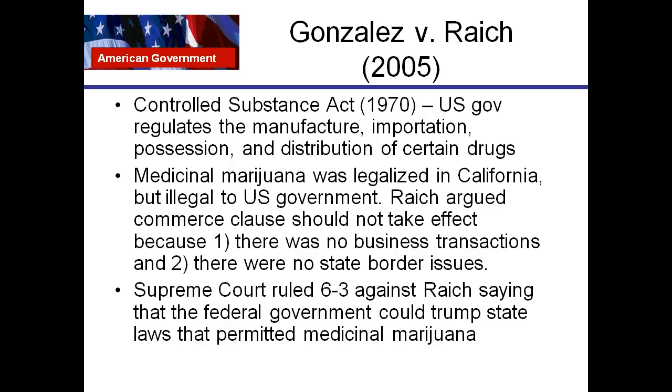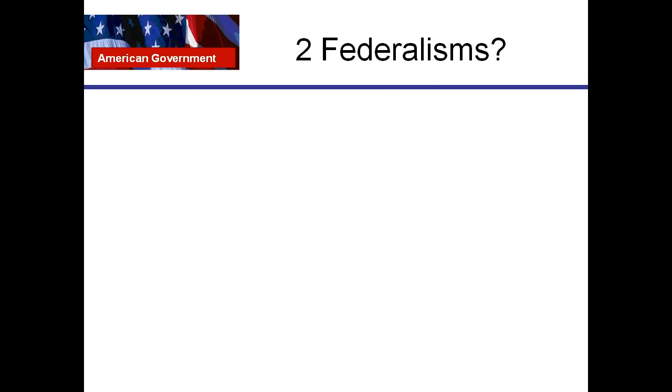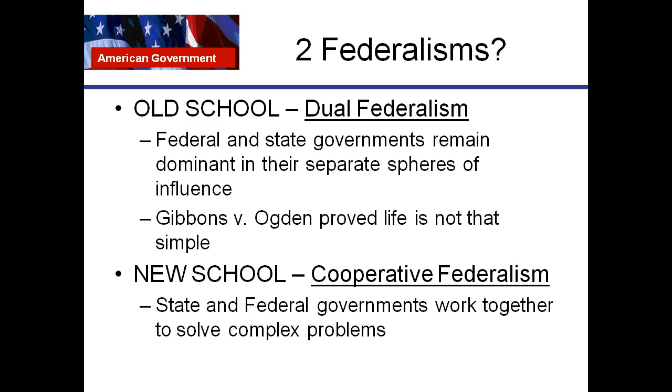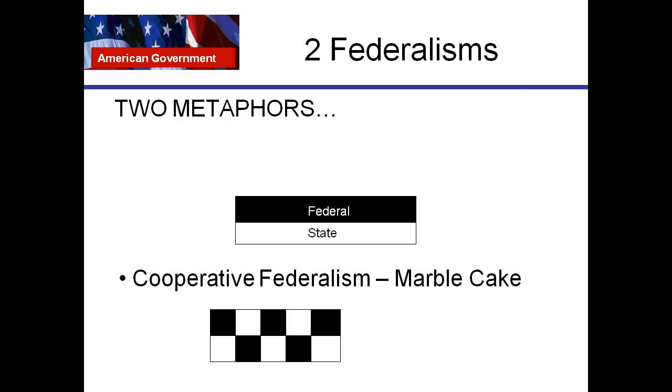So now there's a couple of different types of federalism here. Old school is dual federalism. Federal and state governments remain dominant in their spheres of influence. Gibbons versus Ogden proved life is not that simple. New school is what's called cooperative federalism. State and federal governments work together to solve complex problems. So a couple of metaphors here. Dual federalism is also known as layer cake federalism, where the federal government and the state operate in their separate spheres of influence. Then cooperative federalism is also known as marble cake, where the state and the federal governments' powers are all intermixed.